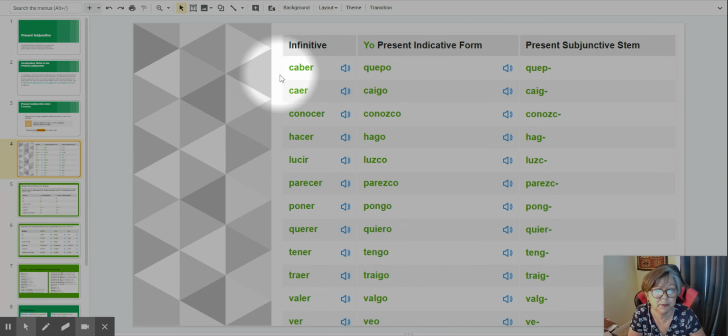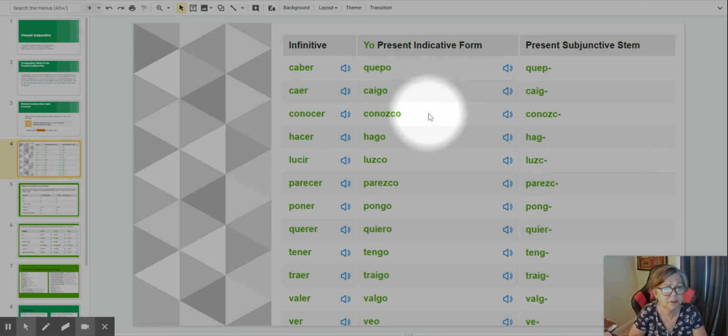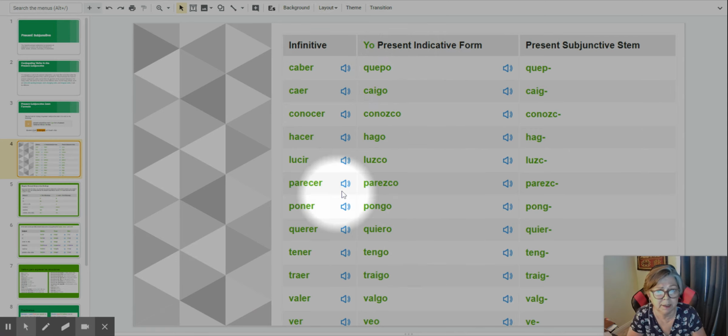Hay unos ejemplos. These are just examples of how to conjugate them, and they are the yo forms. This is the one I used, tener, to have. Tengo is the yo form in the present tense, then it becomes tenga. Poner follows the same rule. Pongo is the yo form in the present tense, and it becomes ponga. Hacer is the same thing, it's hago, becomes haga.